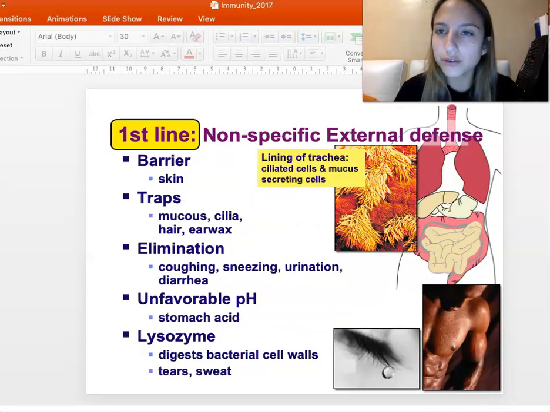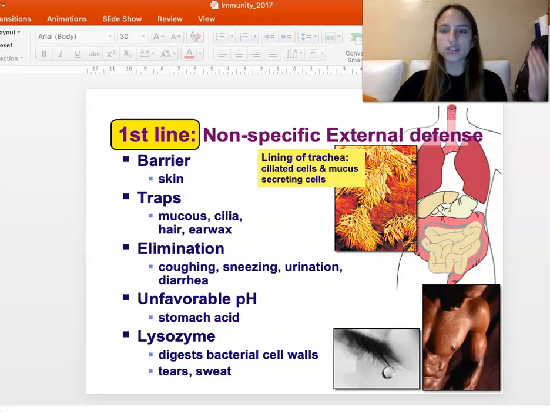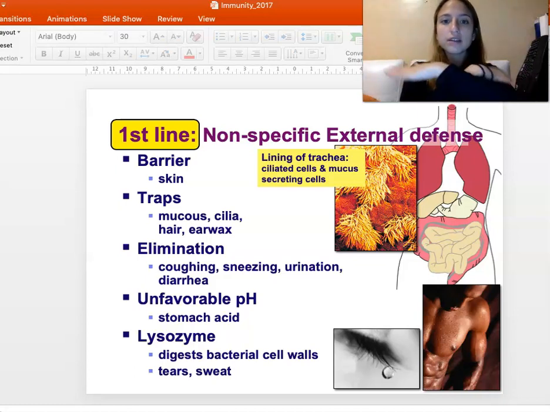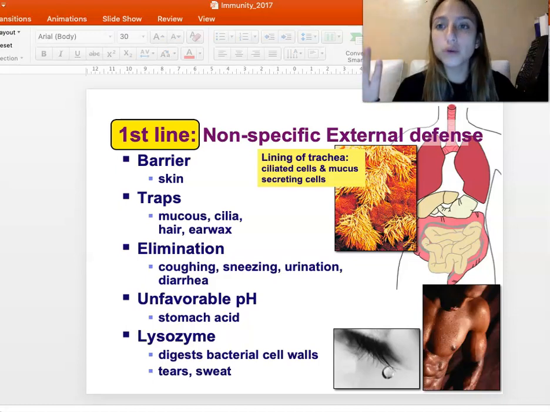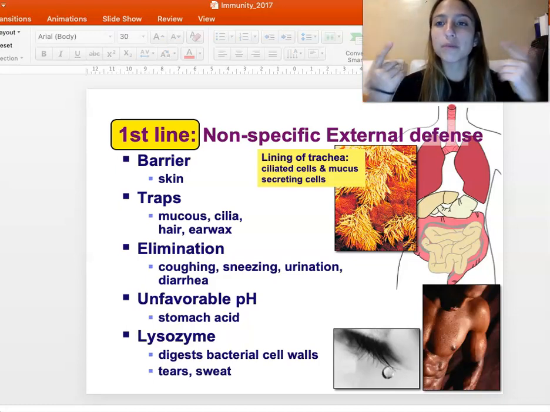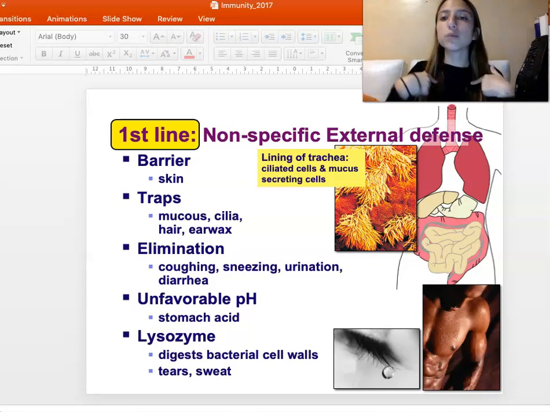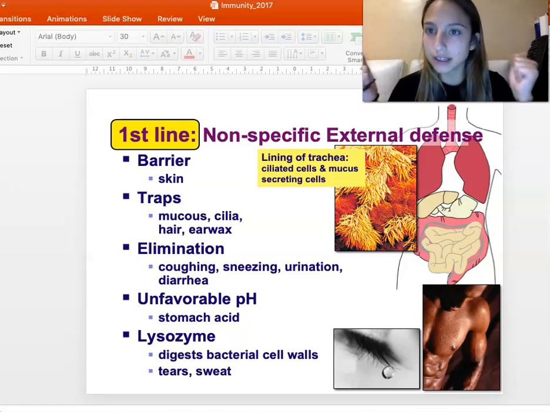So let's start off with our first line of defense, non-specific, just a barrier. What are the barriers that we've got in our bodies to help us avoid any sort of entry from different pathogens? We've got skin. Okay, that's our first barrier or first line of defense. We also have mucus. Okay, remember, in the respiratory system, your entire respiratory tract is filled up with mucus, and it's also filled up with these hair-like projections that are called cilia.